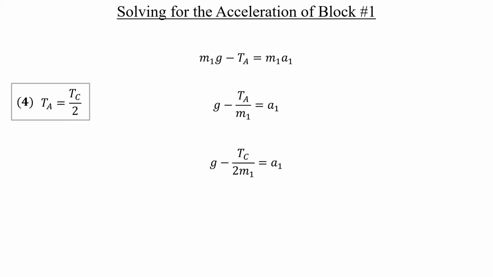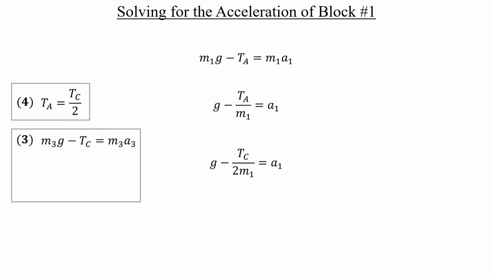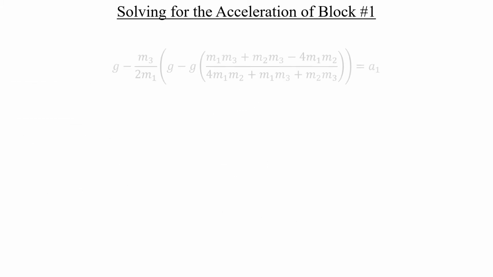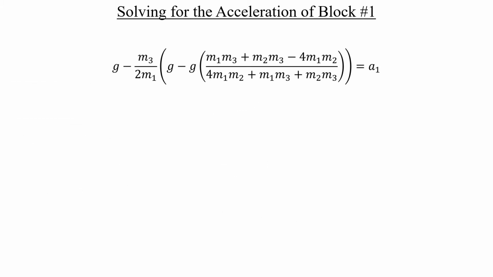We need to get rid of the tension in string C again, so let's use equation number 3 one more time to get a replacement. Remember that we isolated the tension on the right, and then factored out the mass on the left. Let's get that switched out. Since we figured out the expression for the acceleration of block 3, we can also plug that in here as well. It's not too pretty, but we can take a couple minutes to get that all fixed up.